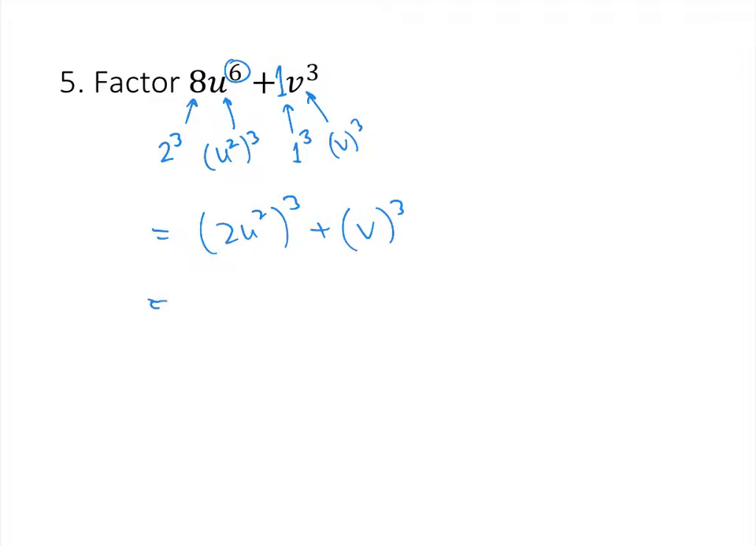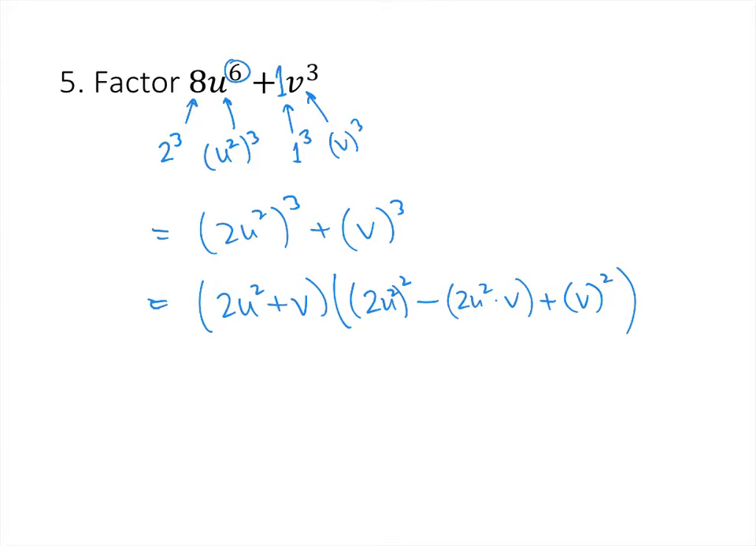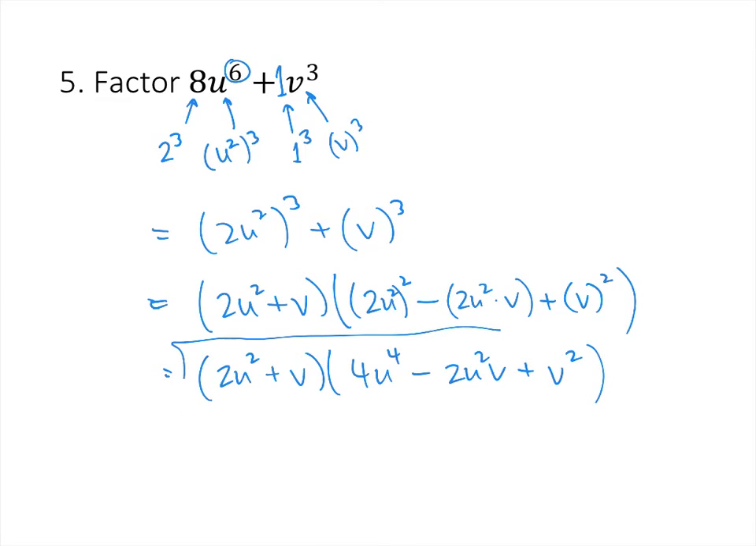And the way we factor a sum of two cubes is we take the two things that have been cubed and add them. And then we have the first thing squared, so 2u squared squared. We have minus the product of the two things, 2u squared times v, and then plus the second thing squared. Now we can simplify that second set of parentheses. That's going to be 2u squared plus v. 2u squared squared is 4u to the 4th, minus 2u squared v plus v squared, and that is our factored answer.